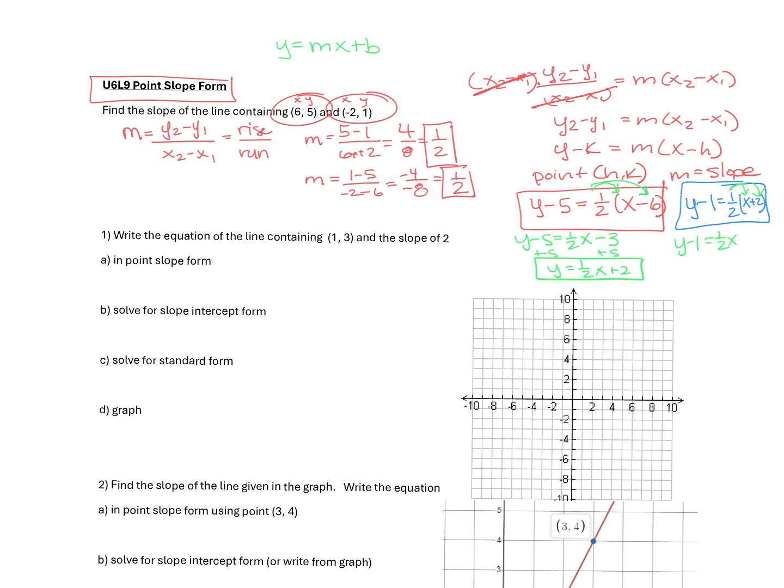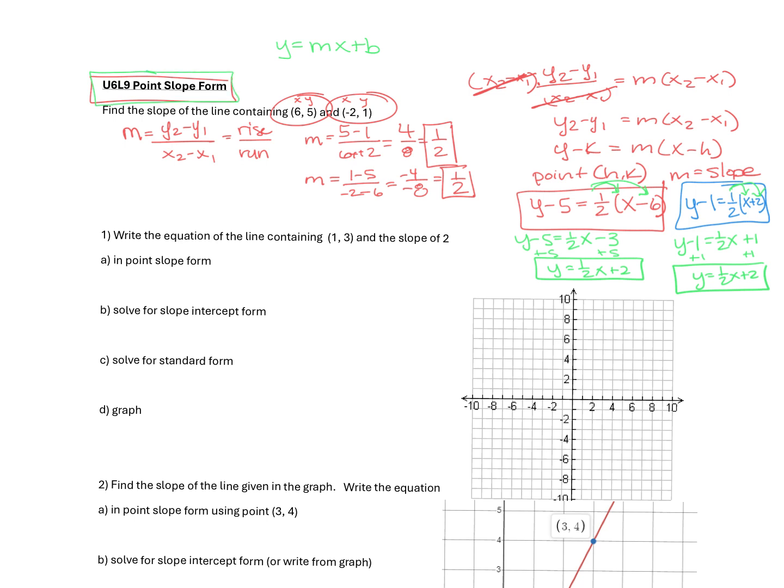1/2 times 2, the 2's cancel and I get 1. I'm now going to add 1 to both sides to isolate my y. And you'll notice I get the exact same equation that I got from the red point slope form. That's because the red, the blue, and the green are all 3 equations for the exact same line. They're just in different forms, and the point slope being the form that we're going to get used to using in this lesson.